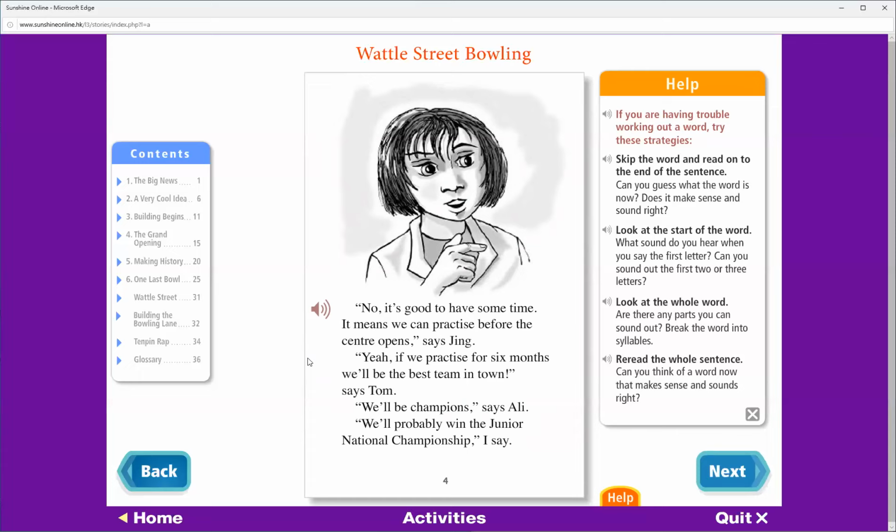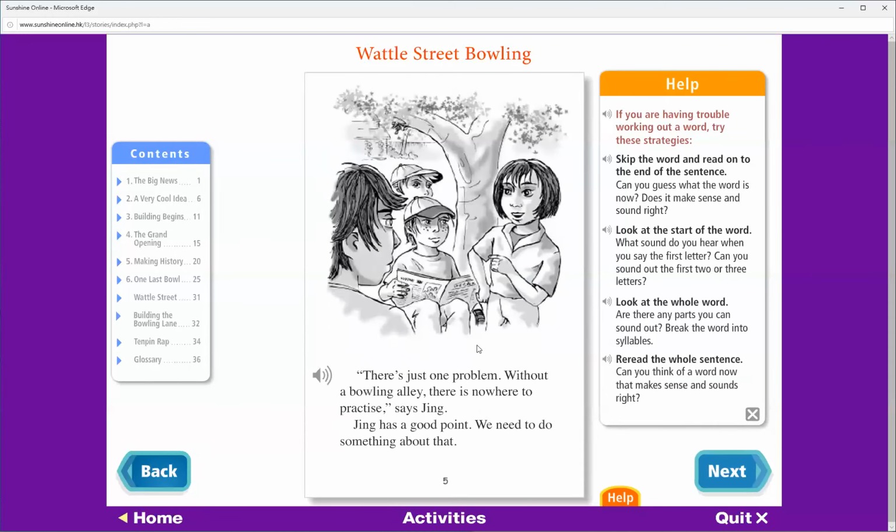Yeah, if we practice for 6 months, we'll be the best team in town, says Tom. We'll be champions, says Ali. We'll probably win the Junior National Championship, I say. There's just one problem. Without a bowling alley, there is nowhere to practice, says Jing. Jing has a good point. We need to do something about that.